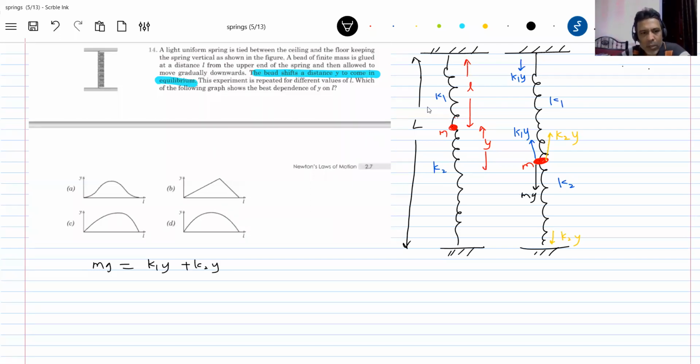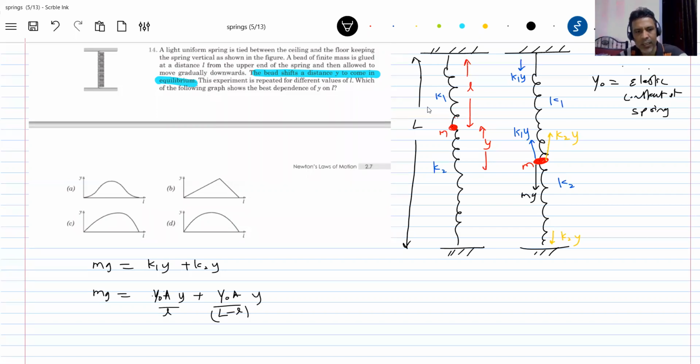Now, what is spring constant? I give the formula. It depends on what? Spring constant, Young's modulus, elastic constant. Y naught, I'll call it, times A by the length. K1 length is how much? It is L. What is Y naught? Y naught is Young's modulus. Now the elastic constant of the spring, of the material. K2 should be equal to how much? Y naught A by L minus l.